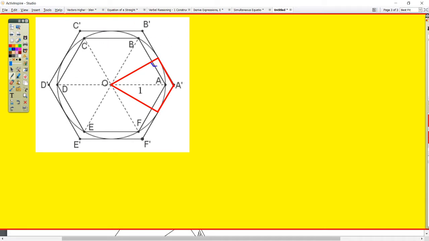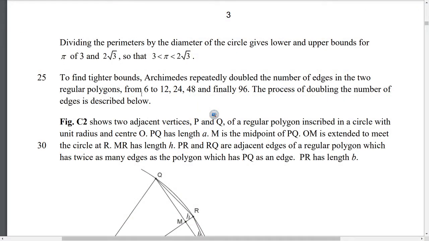We know this is 90. This is 1. This is 1. This is 90. Is this also 90 degrees? Are they all 90 degrees? I don't think so. I think it's answer time. Let's see.